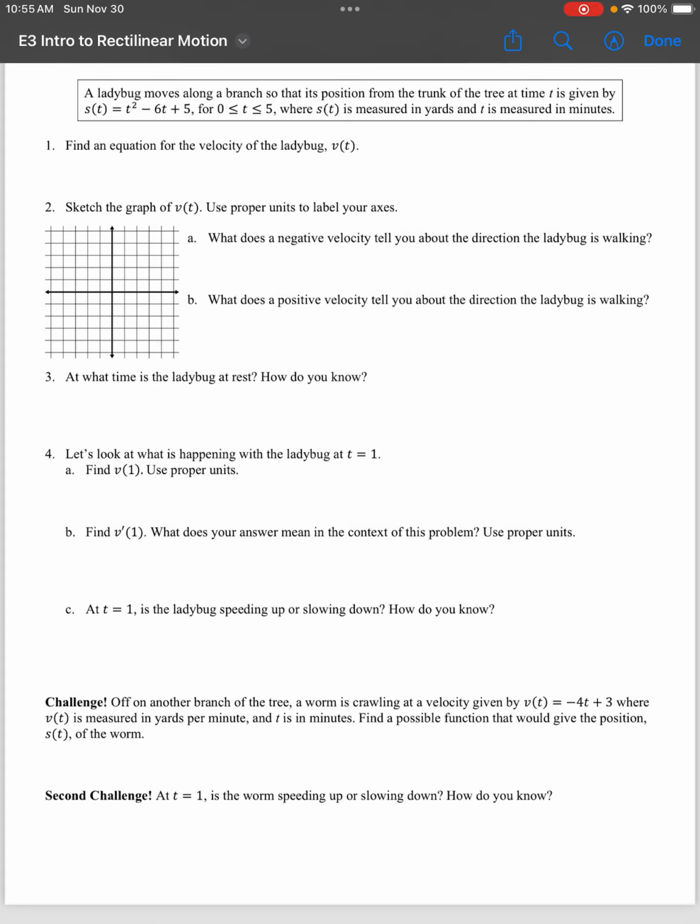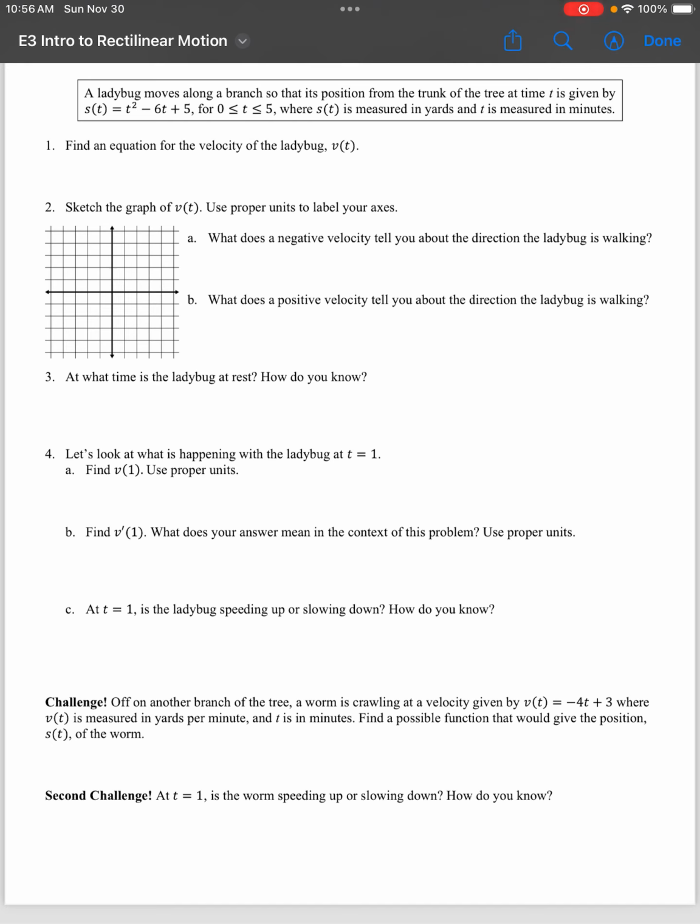Hello. So today is going to be an intro to rectilinear motion using a couple examples from the ladybug and the branch. So our main problem: a ladybug moves along a branch so that its position from the trunk of the tree at time t is given by s of t equals t squared minus 6t plus 5 for 0 less than or equal to t less than or equal to 5. S of t is measured in yards and t is measured in minutes.